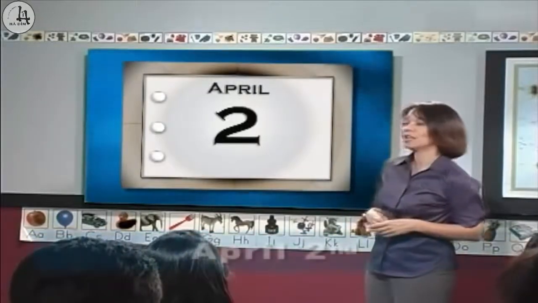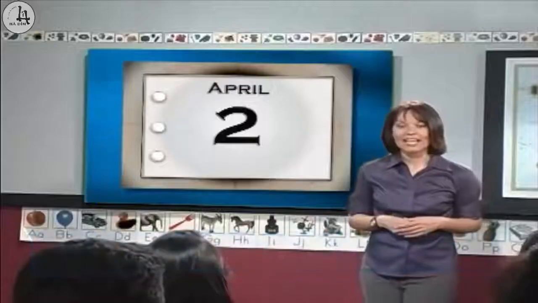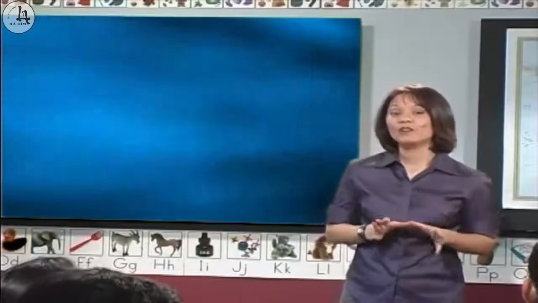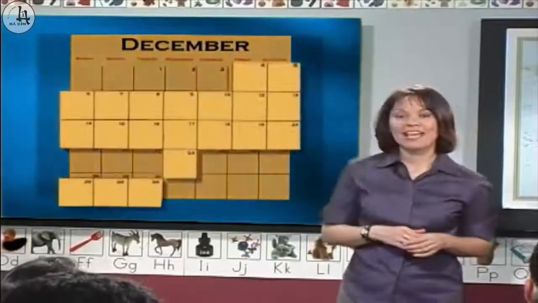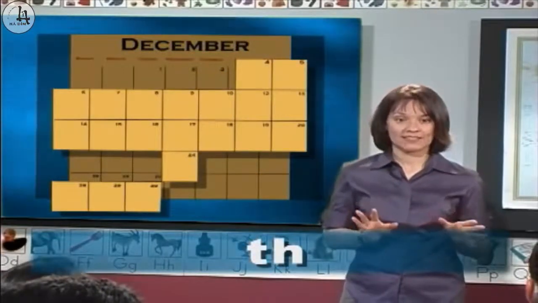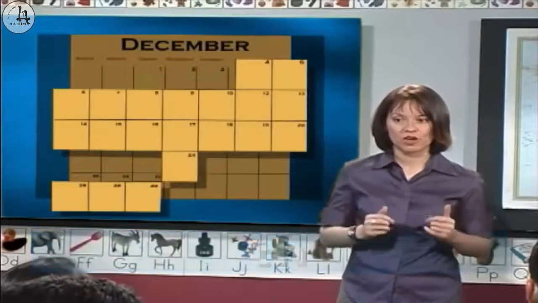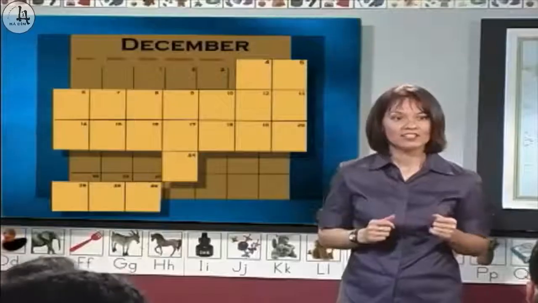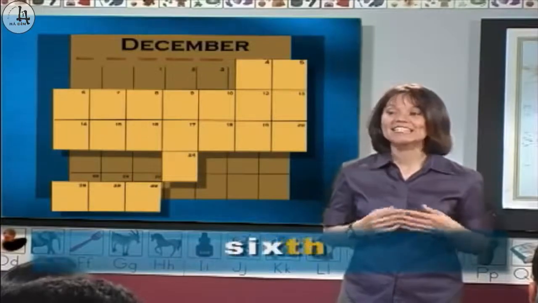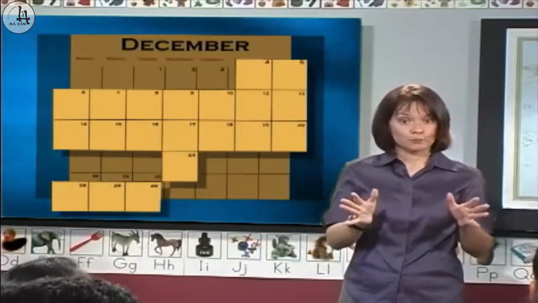This is April 2nd. What is this date? April 2nd. Good. This is May 3rd. What's the date? May 3rd. For all of these dates, we add the TH sound. The TH sound is difficult. It sounds like this. You try. Good. For example, 4th, 5th, 6th, and so on.